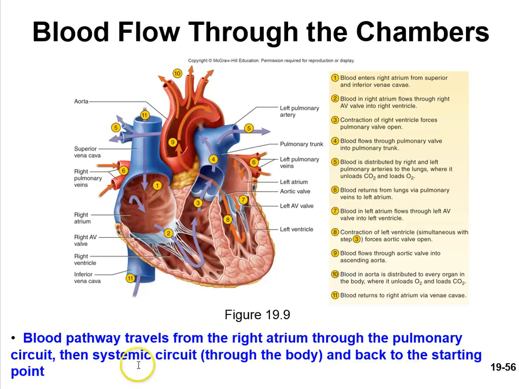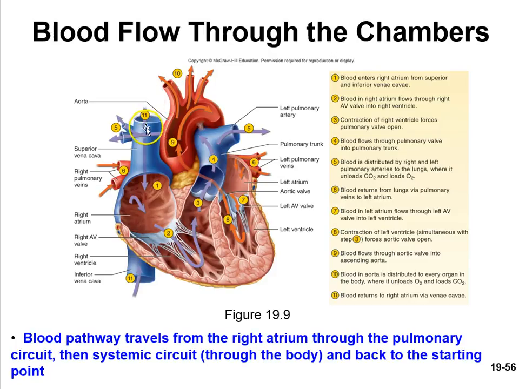So again, blood pathway travels from the right atrium through the pulmonary circuit. Remember, it's got to do a little side trip to the lungs, come back to the left side of the heart, and then do the systemic circuit, and then do it all over again. So these numbers here give us an idea of the order that blood flows through. If you were a red blood cell traveling through this heart, what order of everything would you go through?